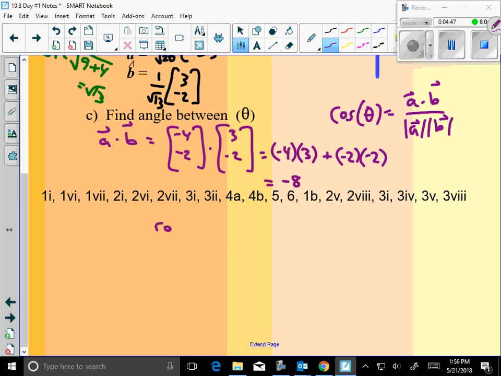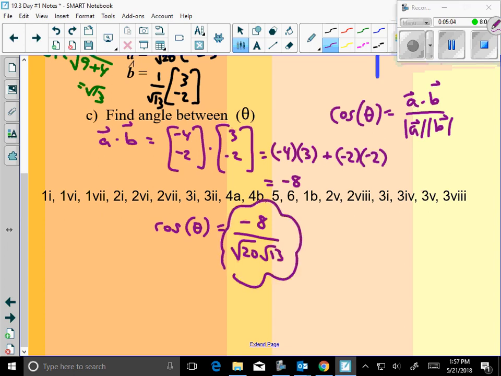So the cosine of the angle in between is going to be -8 over the product of the magnitudes, which is square root 20 times square root 13. So just looking at this ratio right here, since this value is negative, I'm already anticipating that this angle will be obtuse because a negative cosine puts us in quadrant 2.